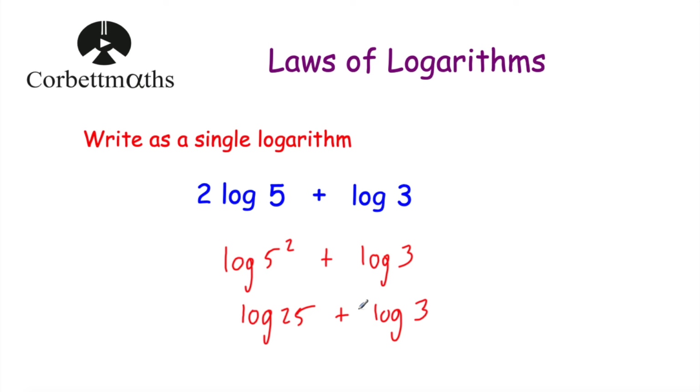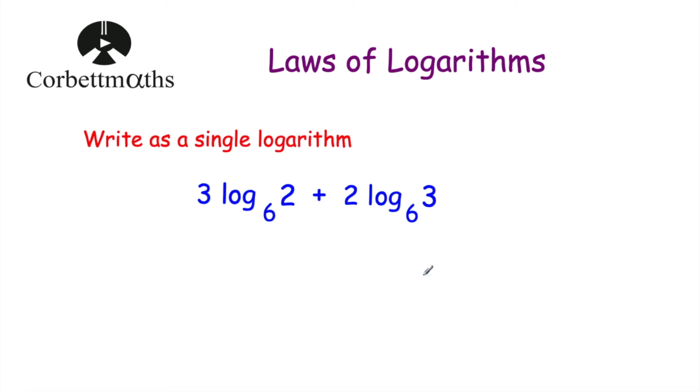So log a plus log b is equal to log ab. So log 25 plus log 3 would be equal to log, and then 25 times 3, well, 25, 50, 75. So it's going to be log 75. So 2 log 5 plus log 3 would be equal to log 75. That's a single logarithm. So in this one, we just brought that 2 up. We brought it up and wrote it as a power. Okay, let's look at our next question.